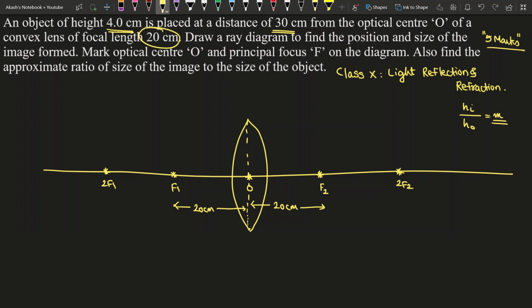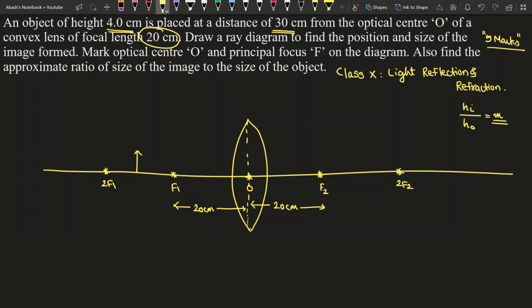Now they're telling that the object is placed at a distance of 30 centimeter. That means the object is between F1 and 2F1. At the mid of F1 and 2F1, the object is placed. Object height is 4 centimeter. So how can we draw the ray diagram?